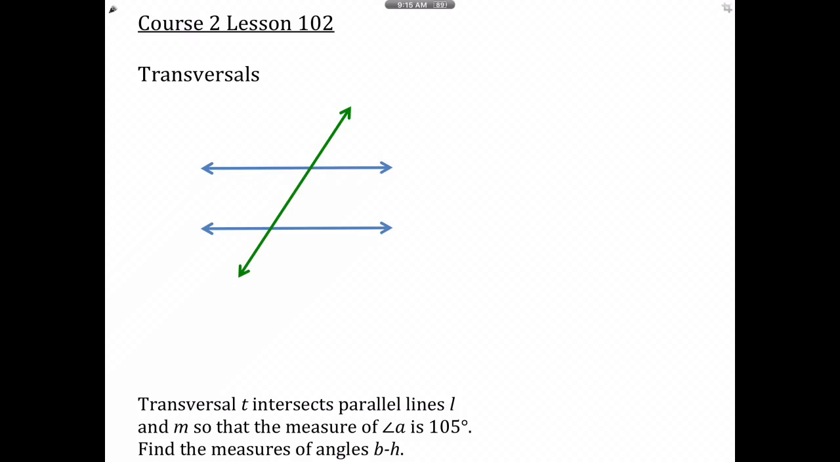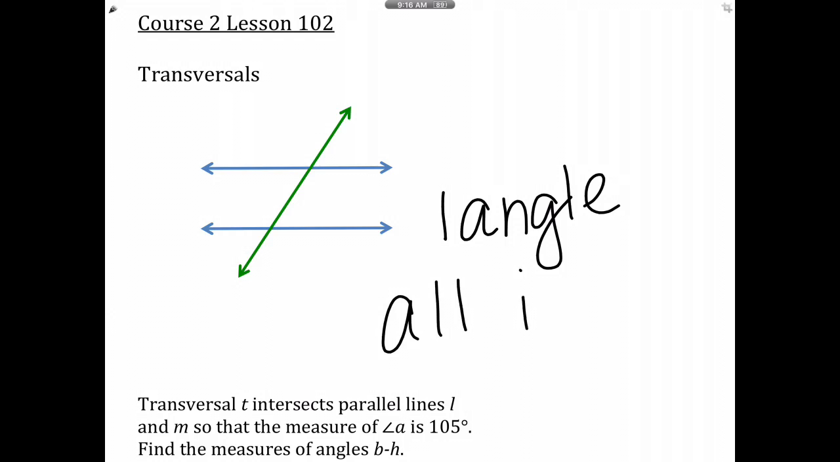Hi guys, we're going to talk about transversals. A transversal is a line that intersects one or more other lines. One thing that's cool about transversals is you could literally know the measure of one angle, and you should be able to find all the angles in the transversal.